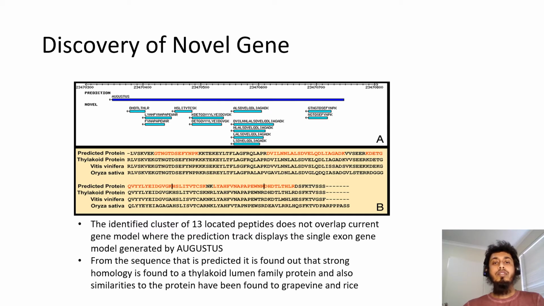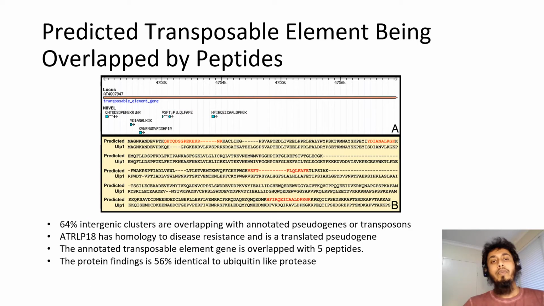From the sequence that is predicted, it is found that strong homology is established with the thylakoid lumen family protein and also similarities to proteins in grapevine and rice. So, predicted transposable element being overlapped by peptides. We also noticed several interesting structural features of the intergenic clusters.